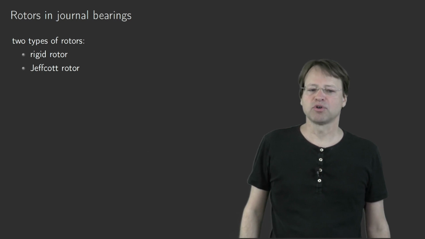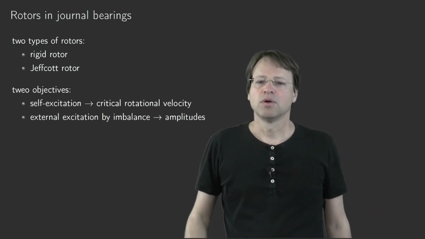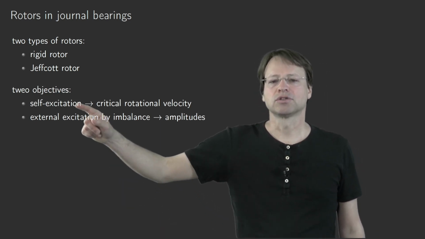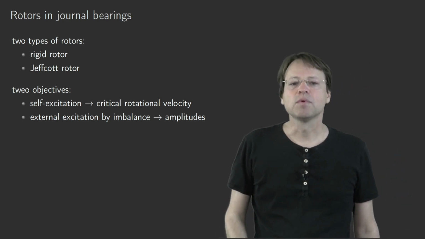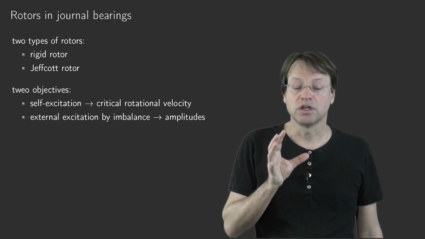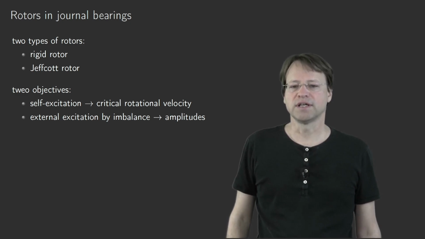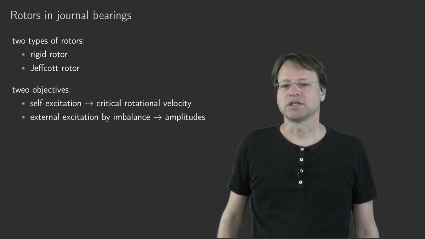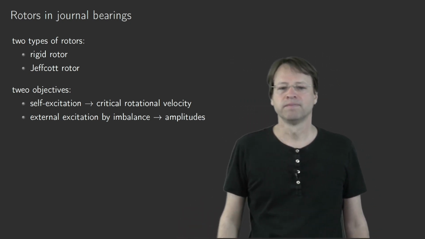For each type of rotor we will answer two questions. The first one is, what is the critical rotational velocity? This is the question of self-excited vibrations. Namely, we will study the homogeneous equation of motion and the solution of the homogeneous equation. And then, what happens with the external excitation by an imbalance? That could also always be possible.